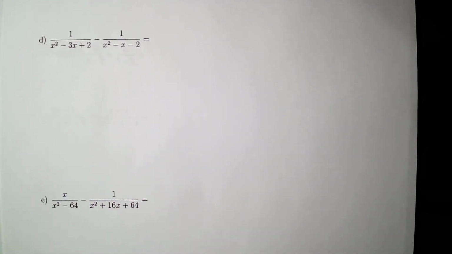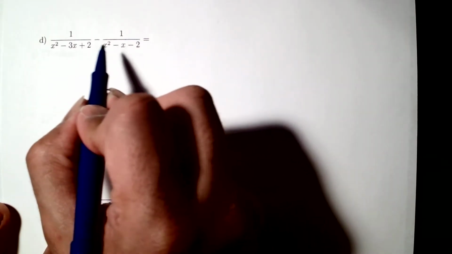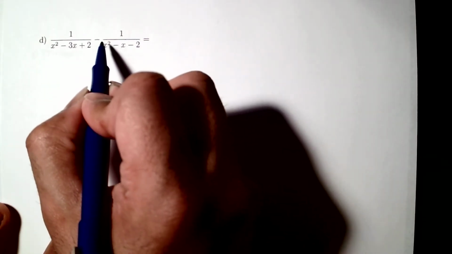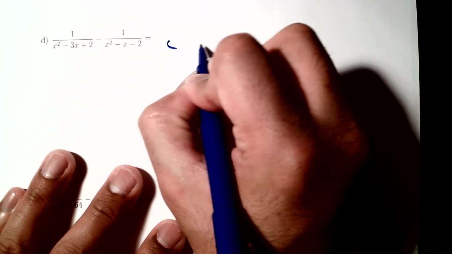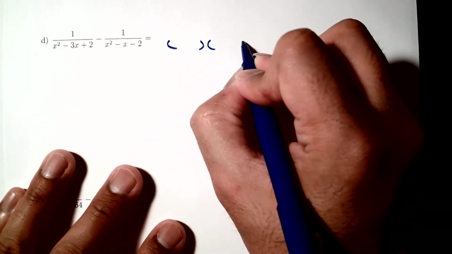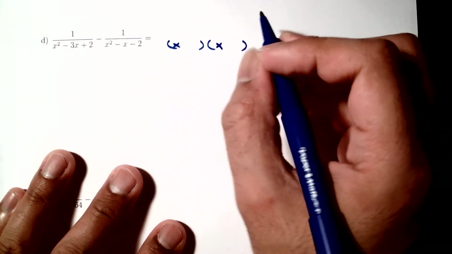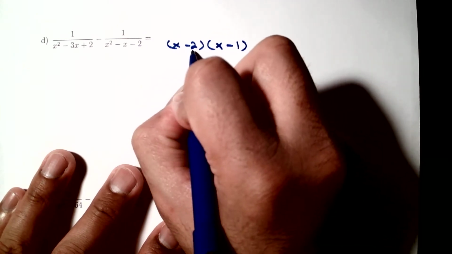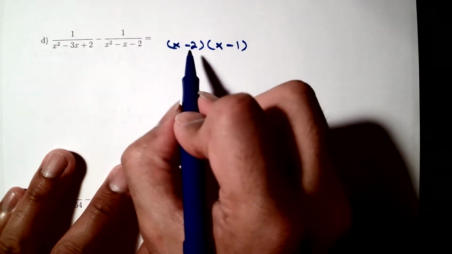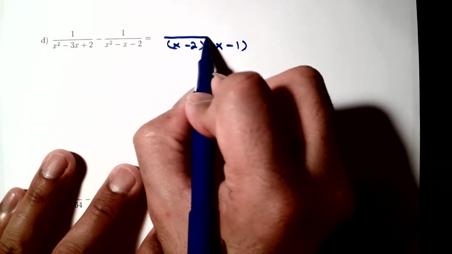Letter D. In the denominators we have a couple of trinomials with leading coefficients equal to 1. So what is that going to be in this case of factoring? Well, double bubble for each. Factors of 2 that add up to negative 3, x and x. Well, in this case, negative 2 and negative 1, because negative 2 times negative 1 equals positive 2, and negative 2 minus 1 equals negative 3.